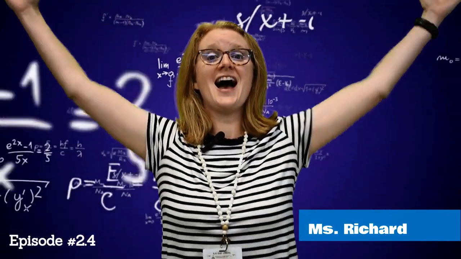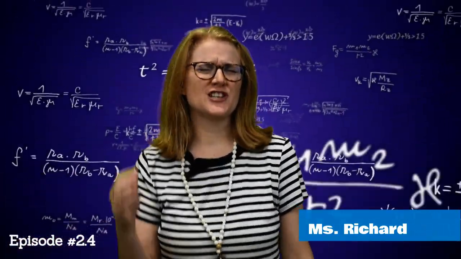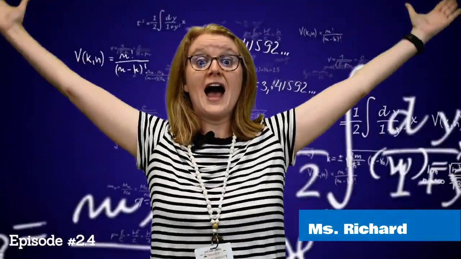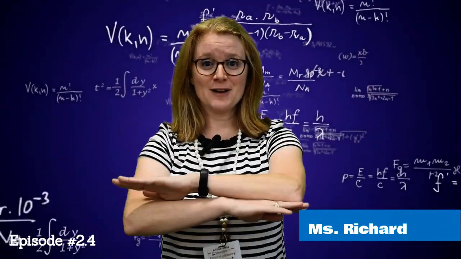To find the K, you do Y divided by X. To find the constant of proportionality, you do Y divided by X.